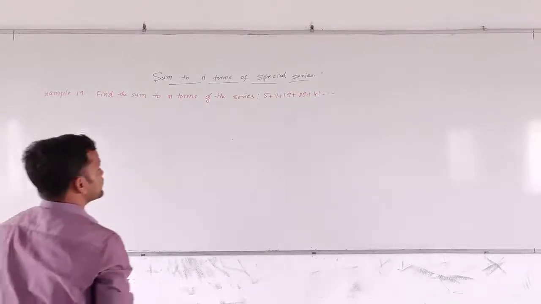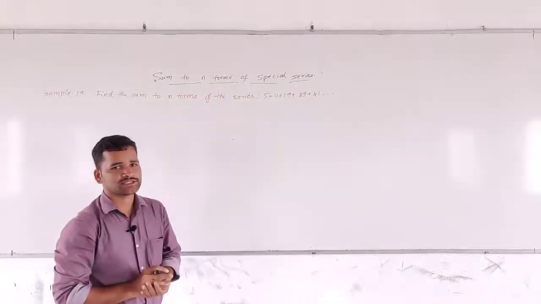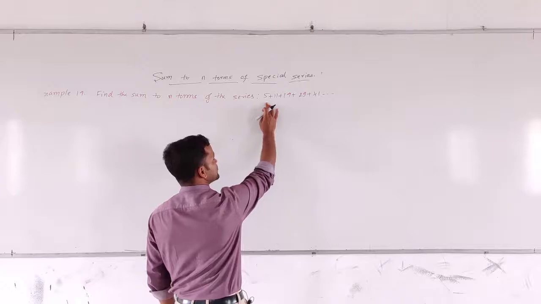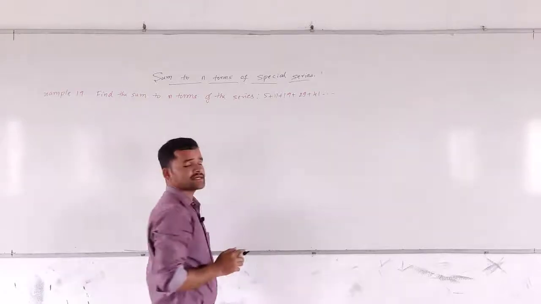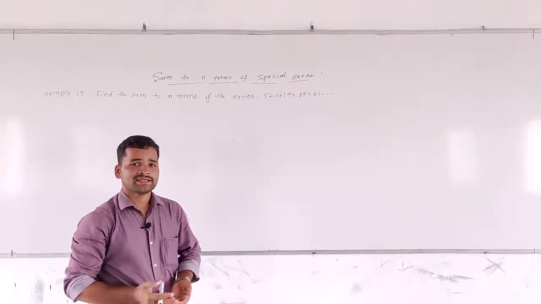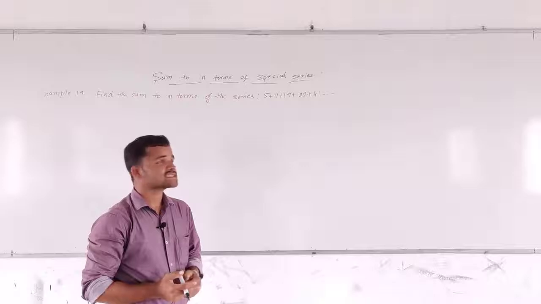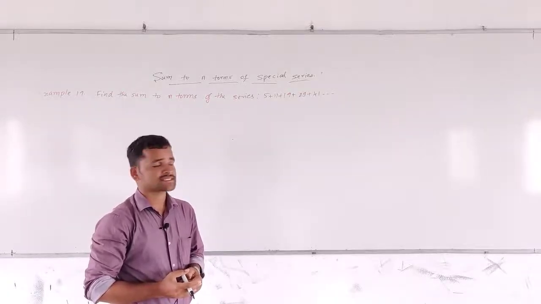You see, it is not in AP and it is not in GP. You can check it. 11 minus 5 is 6 and 19 minus 11 is 8. You see, the difference is not the same. It is not in AP. You can check, it is not in GP also. It is a special series.